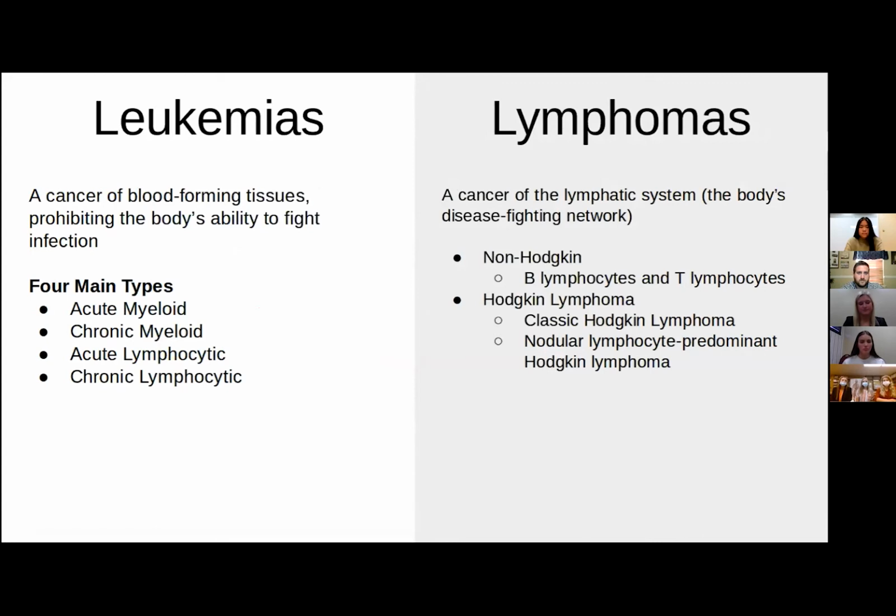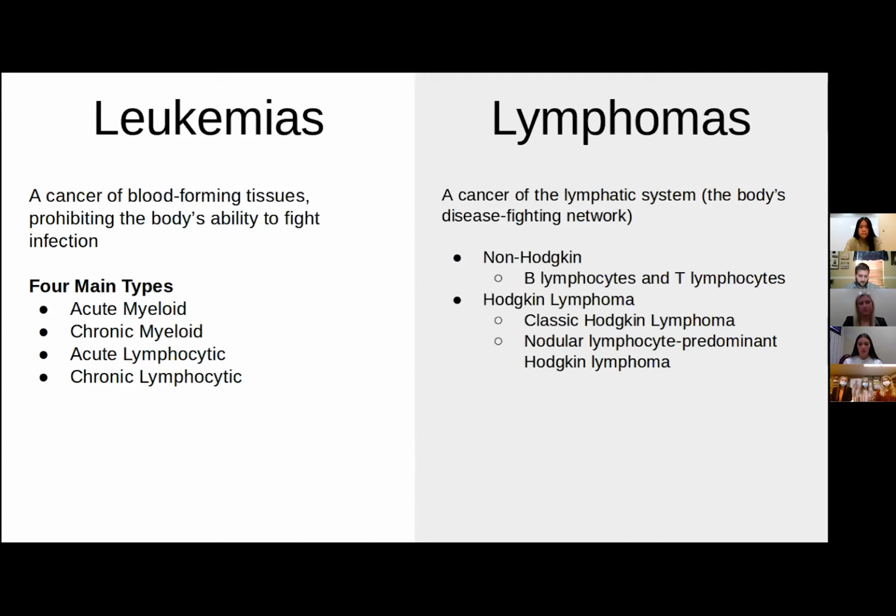Acute lymphocytic is in the blood and bone marrow, and it affects the white blood cells, and it occurs when a marrow cell develops errors in its DNA. Chronic lymphocytic is a cancer of the blood and bone marrow, and it develops from a type of white blood cells called B cells, and it progresses slowly and mainly affects older adults.